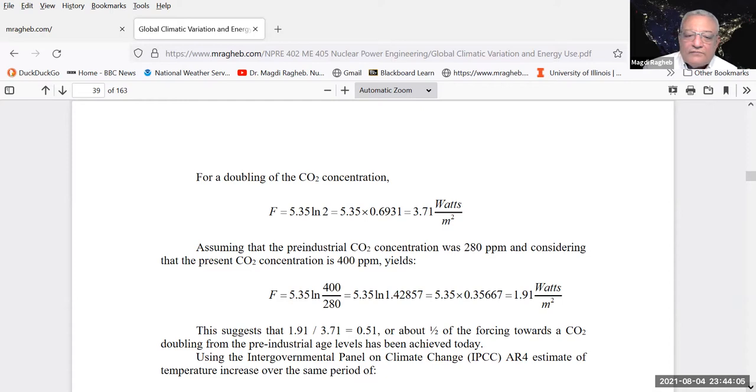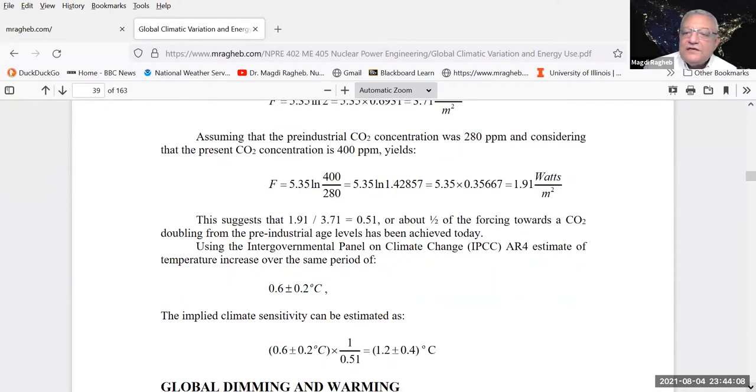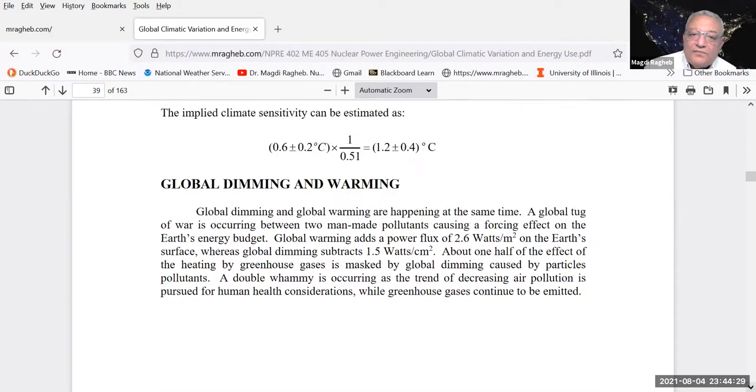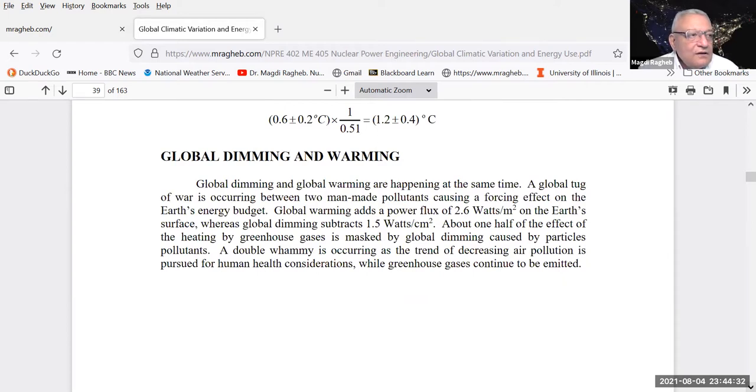The Intergovernmental Panel on Climate Change, IPCC, estimates the temperature increase over the same period of about 0.6 degrees Celsius. And the climate sensitivity now, if you take 0.6 plus or minus 0.2 degrees Celsius, shows that we have increased the temperature of the Earth by 1.2 degrees Celsius. It is not of the same magnitude that can happen in, say, an ice age, but definitely humans, through the Industrial Revolution and the use of steam and burning fossil fuels, have increased the temperature of the Earth.